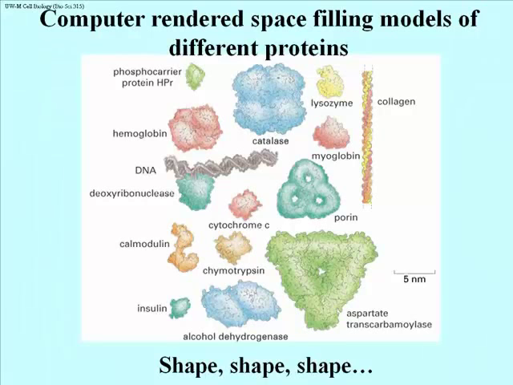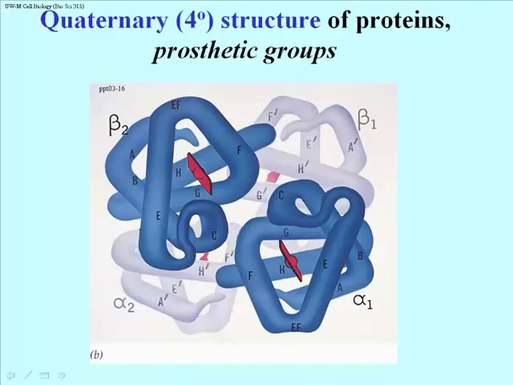And these are models of real proteins, so you see all the names here. You do not need to memorize these. It's just to give you an idea of the many different shapes that polypeptides can acquire.